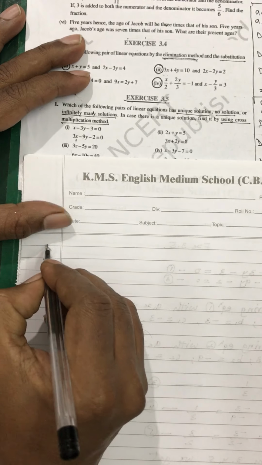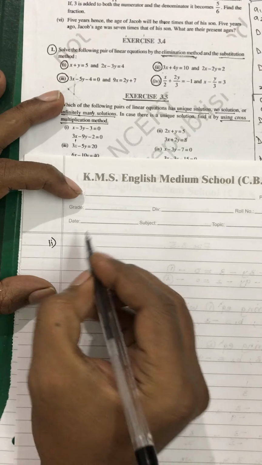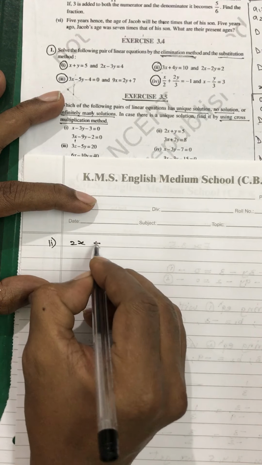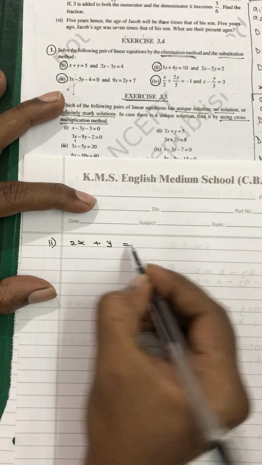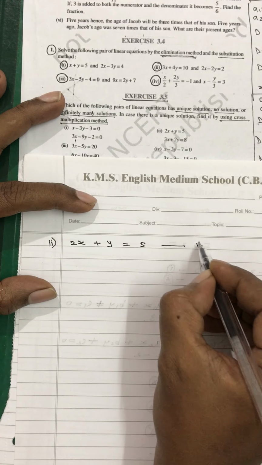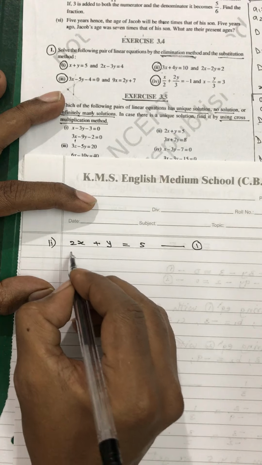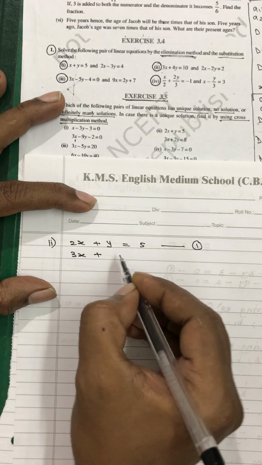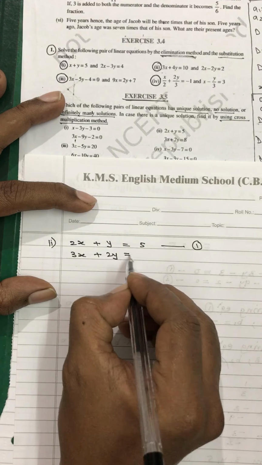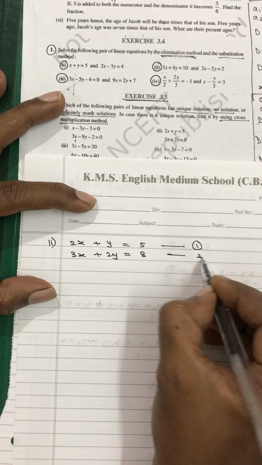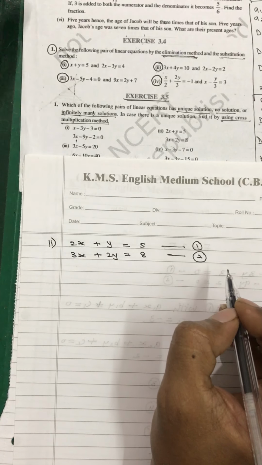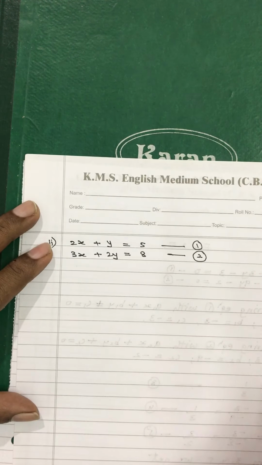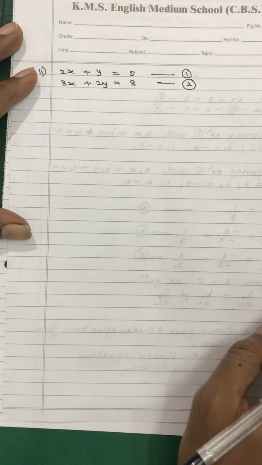Now let us go for question number 2. 2x plus y is equal to 5. This is the first equation. 3x plus 2y is equal to 8. This is the second equation. So going further, what do we have?